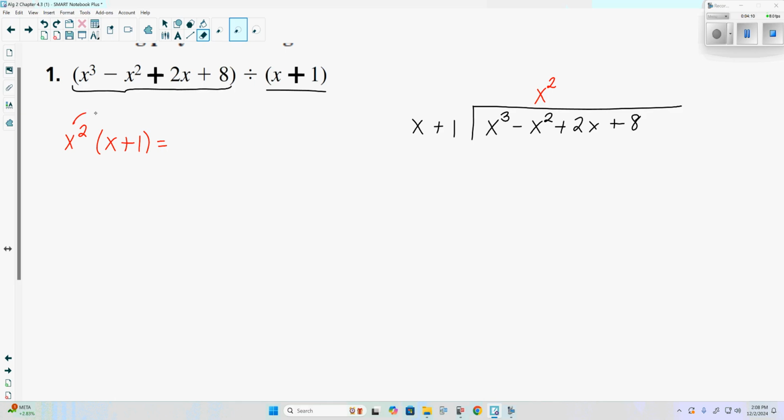So the first thing we're going to do is x squared times x, which is x to the third, because we want that first term to be exactly what the first term inside the division is. And then we'll do x squared times 1, which is plus x squared. Questions on this so far? Our next step is we're going to take this and put it underneath its like terms: x cubed plus x squared. Questions on this so far?